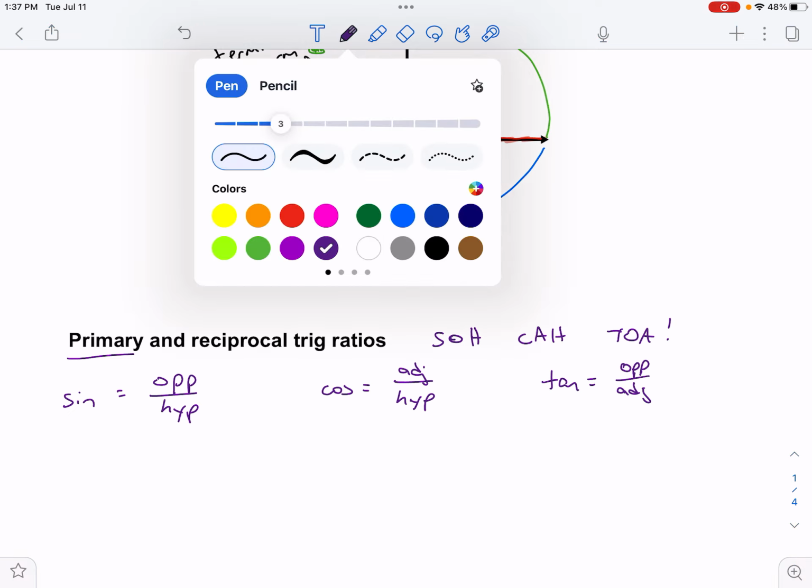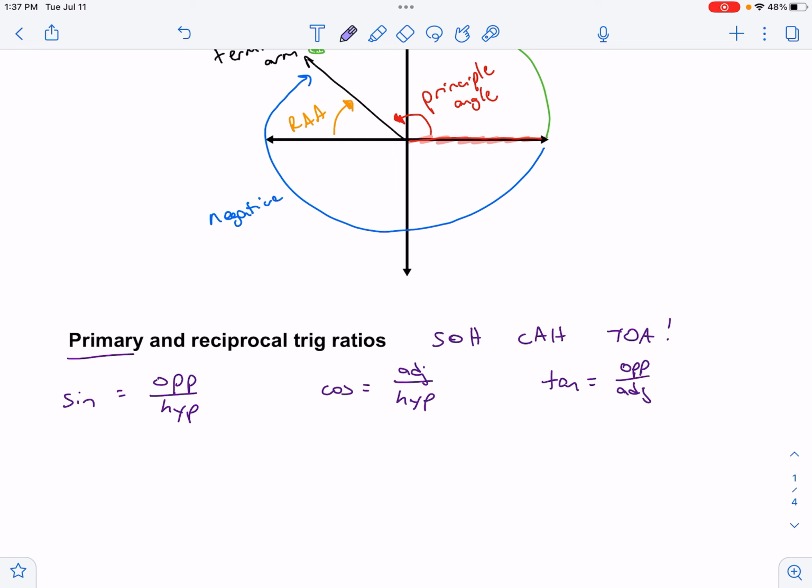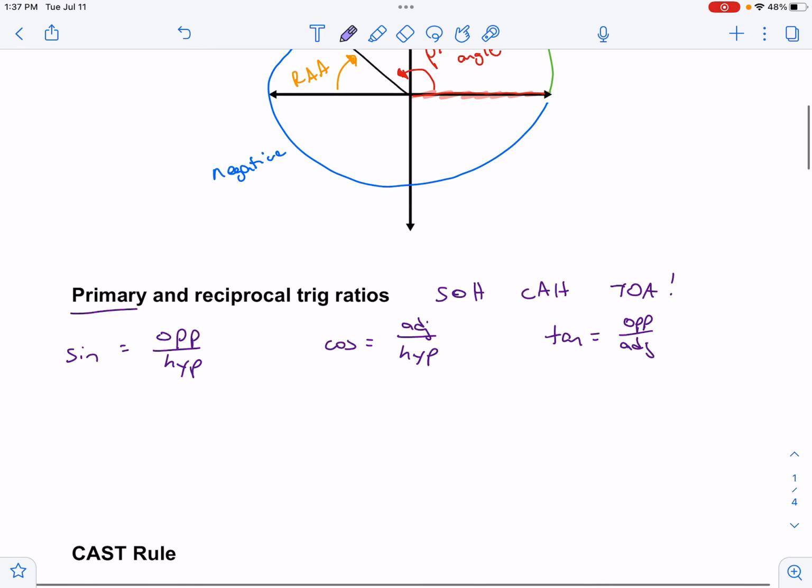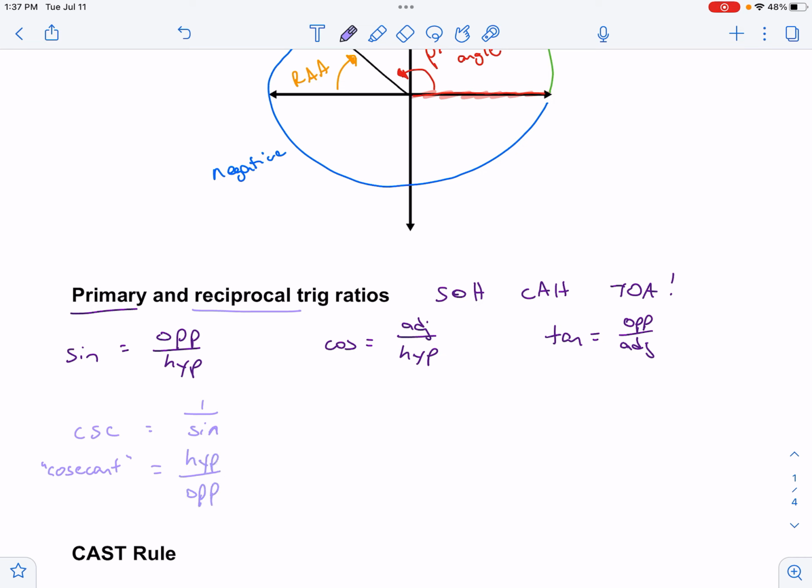Then we have our reciprocal trig ratios, and you may be familiar with these, you may not be familiar with these. That's okay. They're really straightforward. The first one is cosecant, which is 1 over sine, or it's just the reciprocal version of sine. So we just flip it. It's hypotenuse over opposite. It's called cosecant. The reciprocal ratio associated with cosine is called secant. Don't ask me why cosecant doesn't match with cosine. It just doesn't, because math.